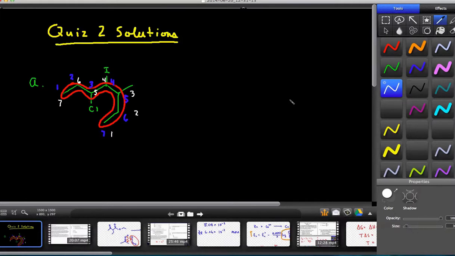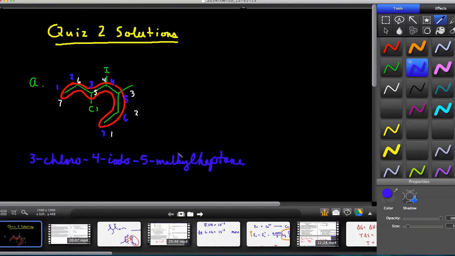So when the sums are exactly the same, you want the substituent that would appear first in the alphabet to have the lowest number. So we're going to go in the order of what's rendered in blue, which means we are going to have 3 chloro, 4 iodo, 5 methyl heptane. And of course, there's no space between the L in methyl and the H in heptane. 3 chloro, 4 iodo, 5 methyl heptane.